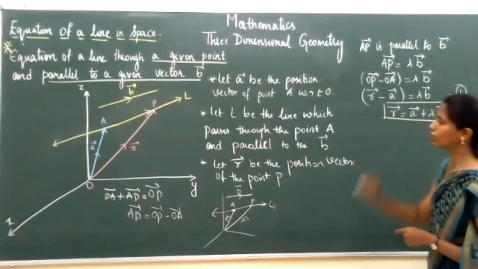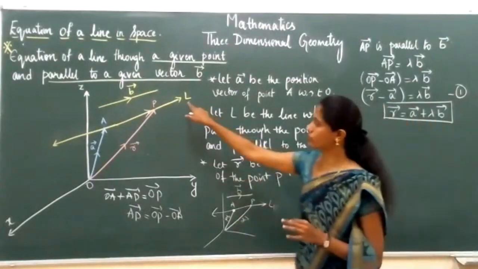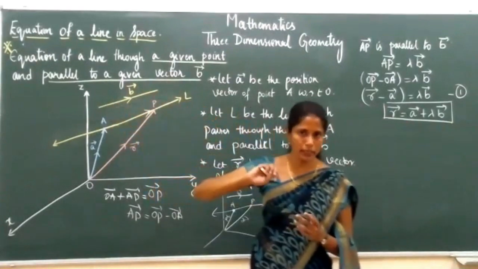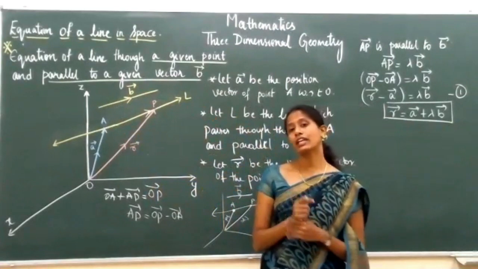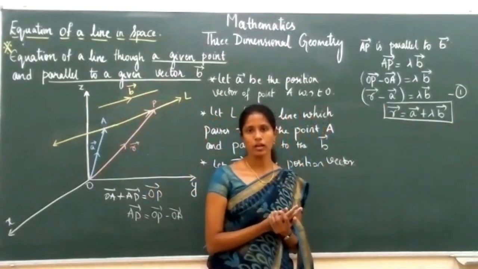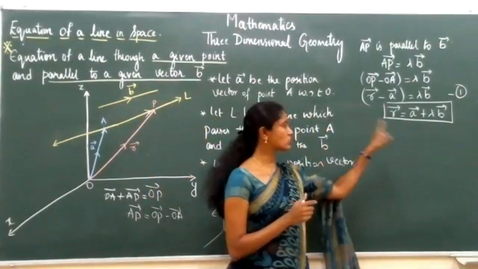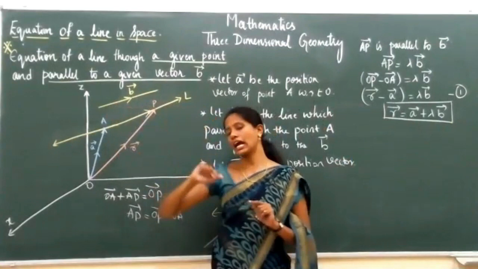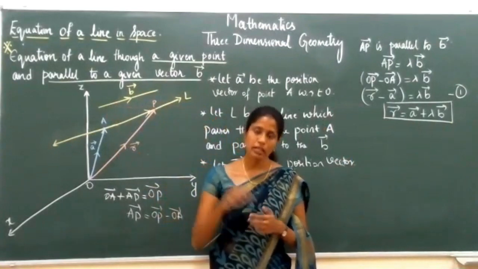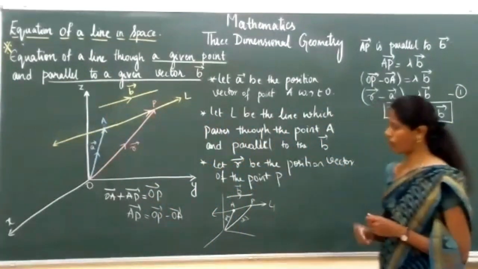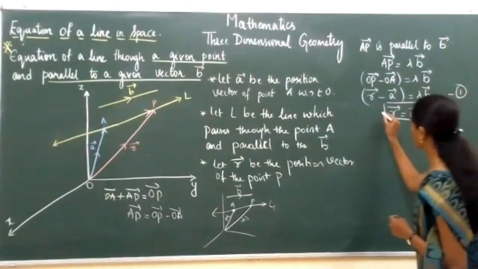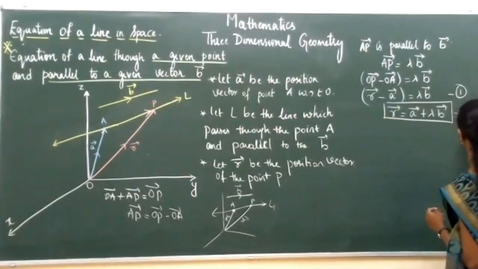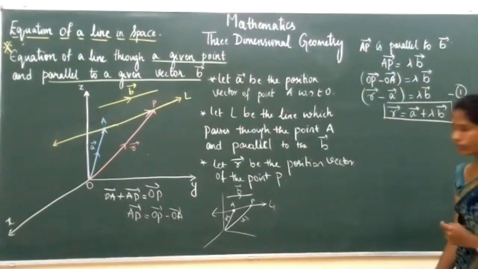So this is the equation of this line L, which is passing through the point A and parallel to the vector B. Okay, and this equation of the line we call the vector equation, the vector form of the equation of a line, which is passing through the point A and parallel to the vector B. Now we are going to find its Cartesian form. In order to find its Cartesian form, this is the vector form. So let us find the Cartesian form of this.